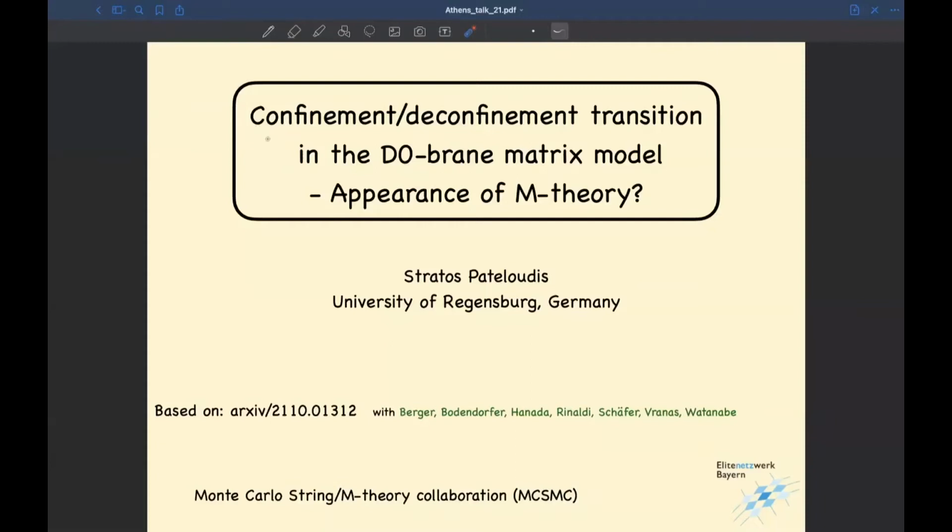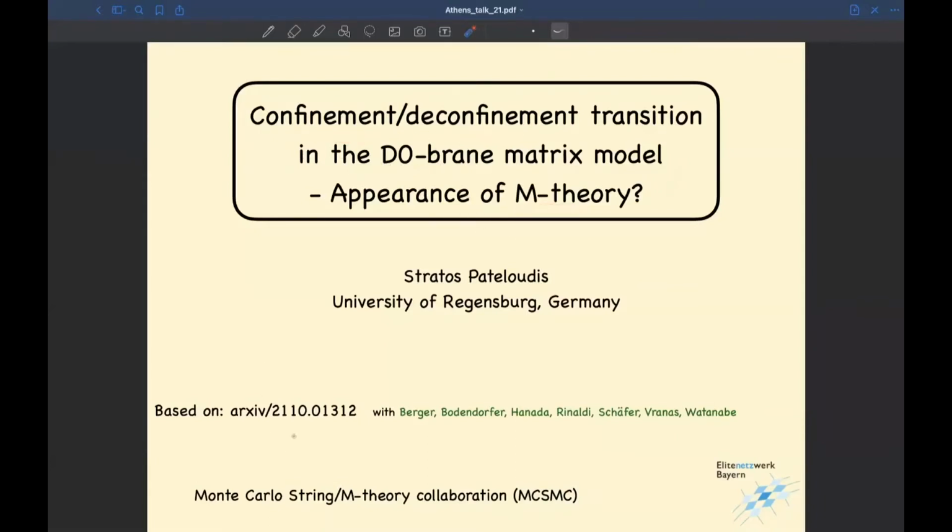Mr. Nagomstopoulos announced, so today I want to discuss confinement and deconfinement transition with the D0 matrix model. And the key message I want to deliver is that one can actually use this model as a test example to study aspects of M theory.